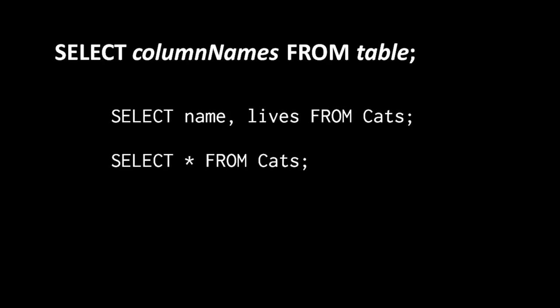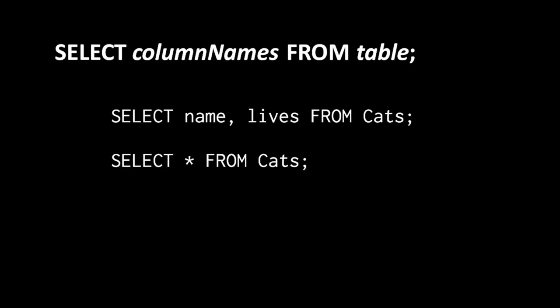In the second example here, though, we don't specify any column names, we just use the special symbol asterisk, which is used as just a shortcut for saying I want all of the columns from this table. So select asterisk from cats will return effectively the entire cats table with all of the columns.